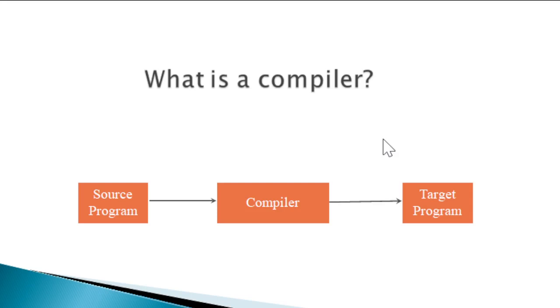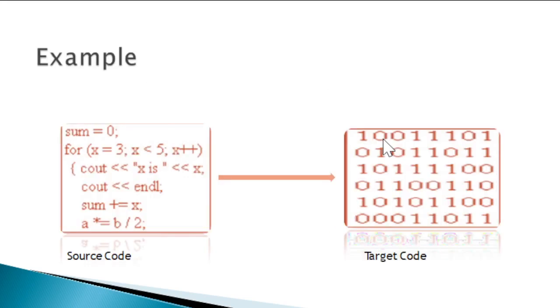Input of a compiler design is a source program, that is a high-level language. Output is a target program, that is the binary code. Let us consider this example. In this example, the source code is a CPP program, a high-level language program. The output is binary code, which is the target code.